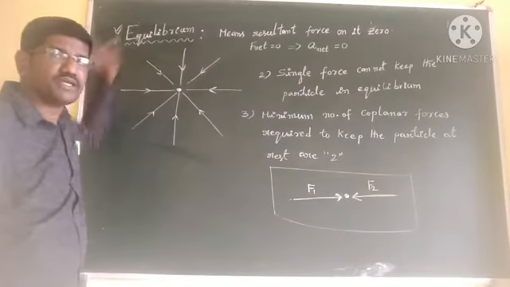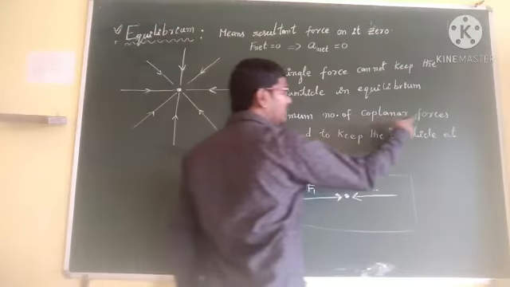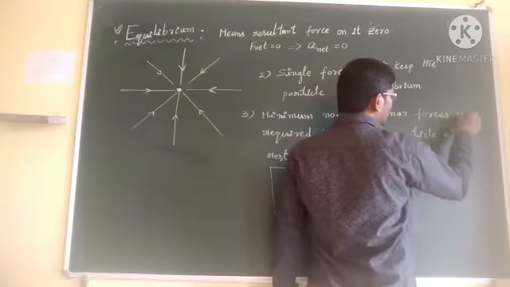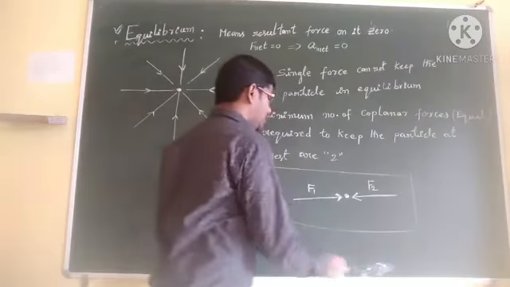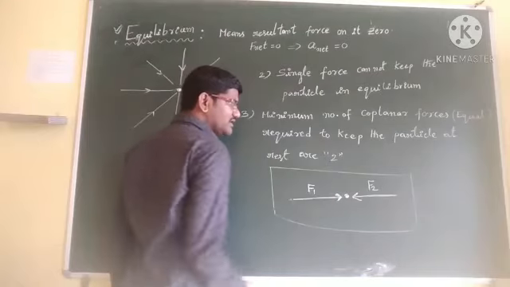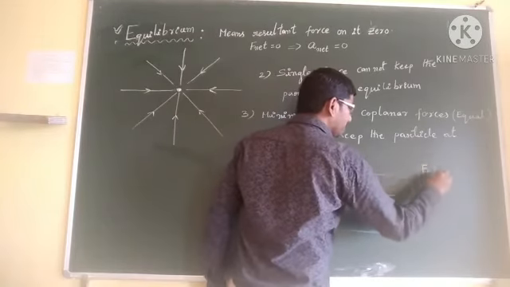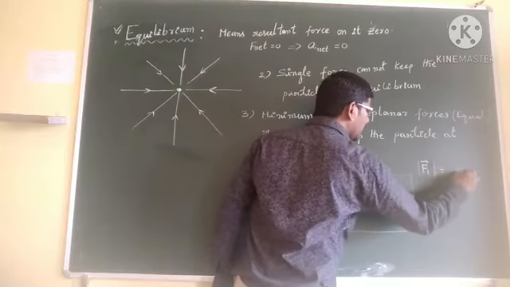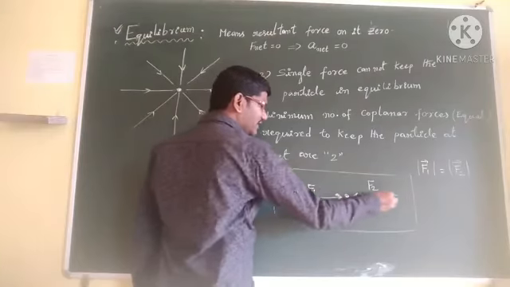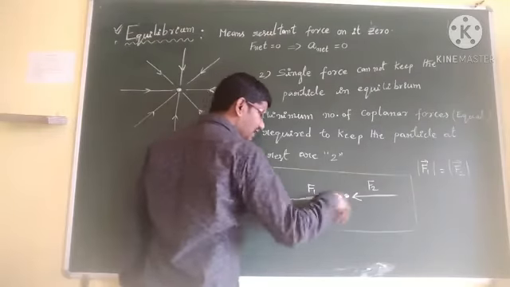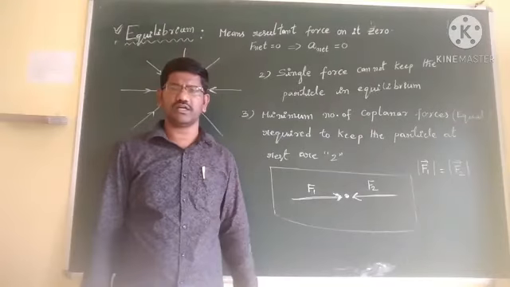Minimum number of equal and coplanar forces. So the magnitude of F1 is the same as that of F2, but the directions are different. So if F2 is on the left side, F1 is on the right side. So the resultant force on it will be 0. We will say the object is said to be in equilibrium.